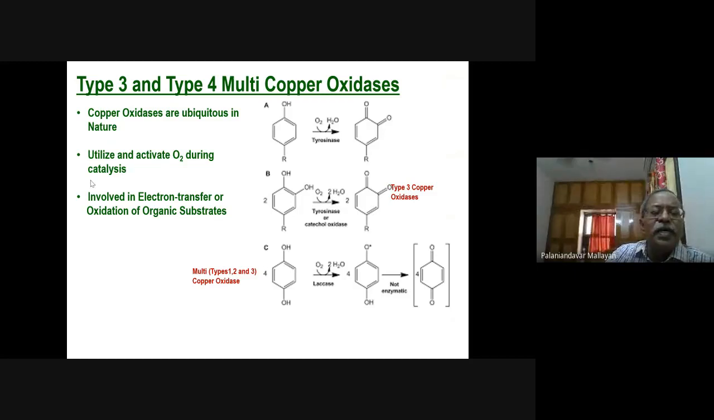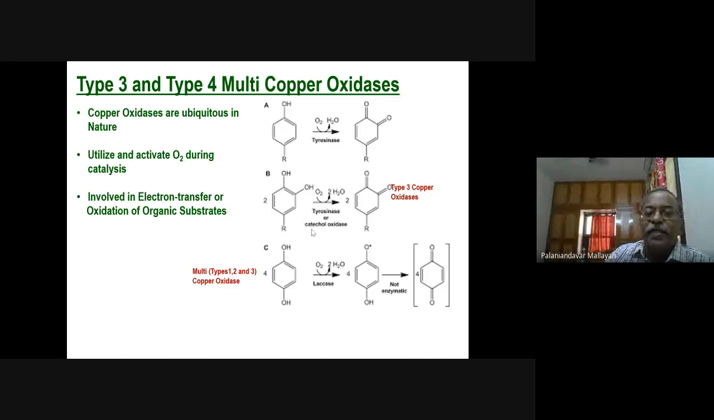That is copper amine oxidase and then galactose oxidase. They are involved in electron transfer or oxidation of organic substrate. When you have more than one type of copper site, you can see that electron transfer is also involved. So the function of tyrosinase is to introduce one hydroxyl group here, hydroxylation from the oxygen atom of the air. The same reaction can be brought about by catechol oxidase.